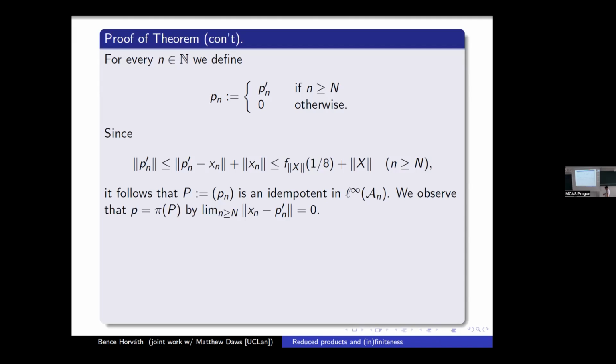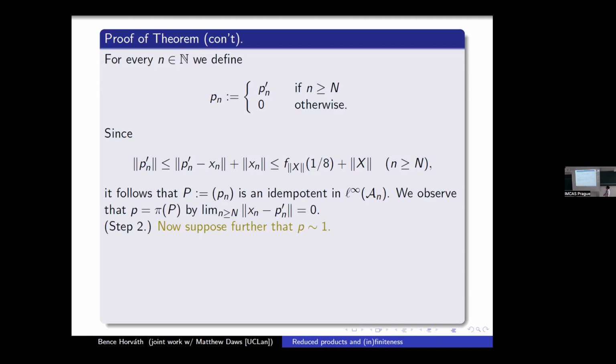Now we need to show that this represents the same idempotent that we had in the asymptotic sequence algebra. So this goes to the quotient, not this pi. And this holds because we established this already on the previous slide. Now we can move on to step 2.